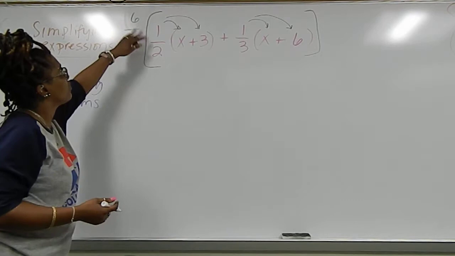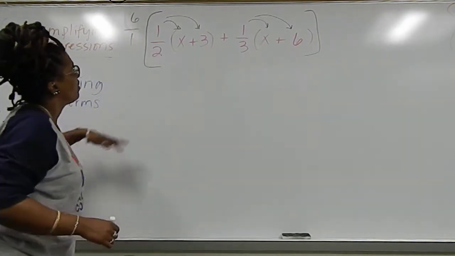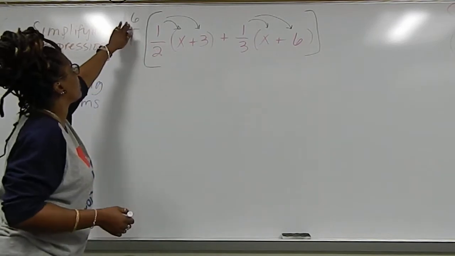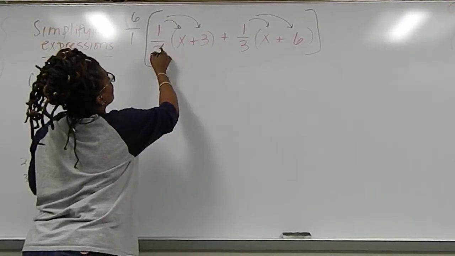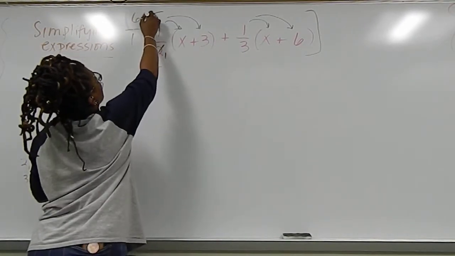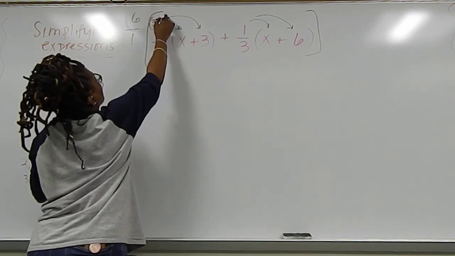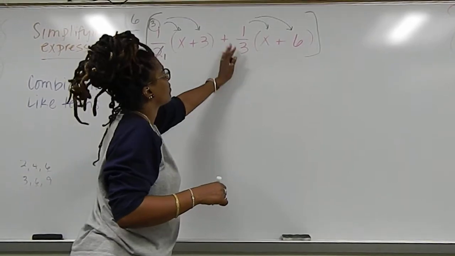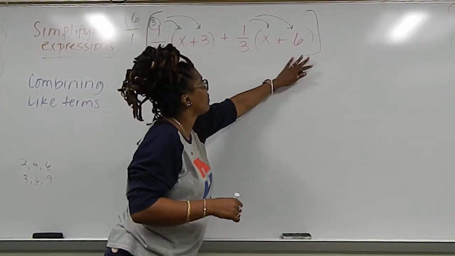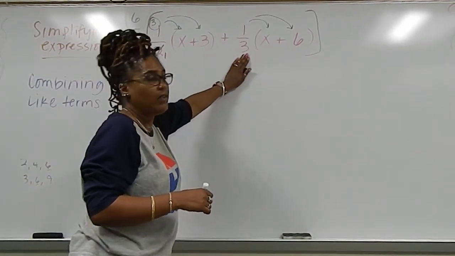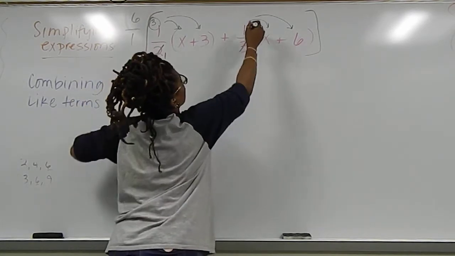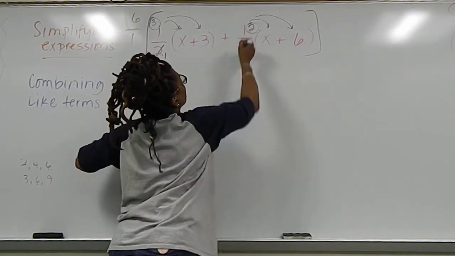We can reduce ahead of time. Because I know that 2 is a factor of 6, and it goes into 6 3 times. 2 goes into 2 once, 2 goes into 6 3 times. And the same thing over here with this 3, right? Because this is the fraction in front of this term. 3 goes into 3 1 time, and 3 goes into 6 2 times.